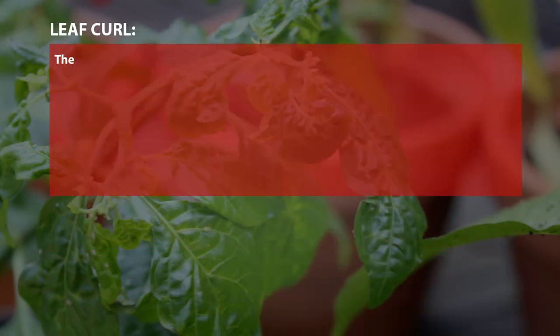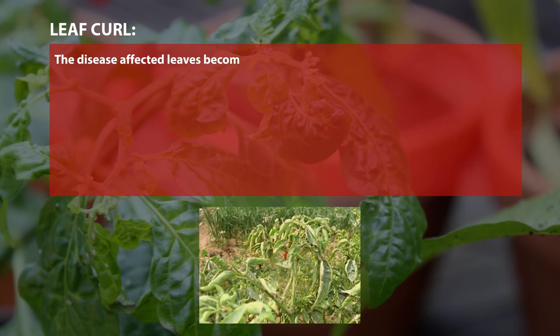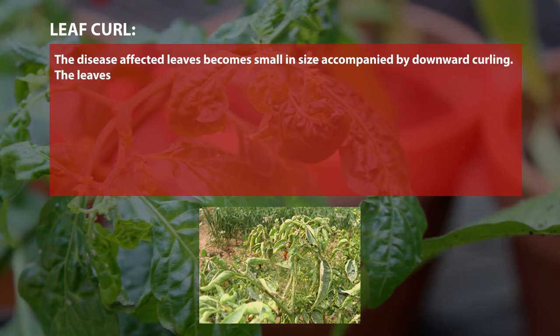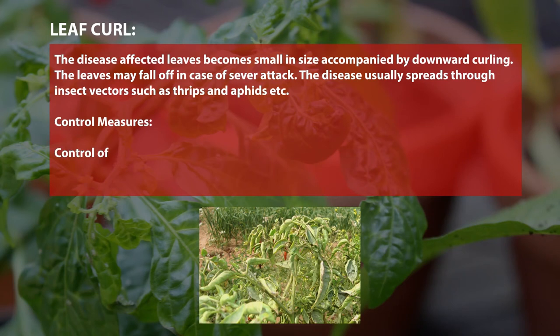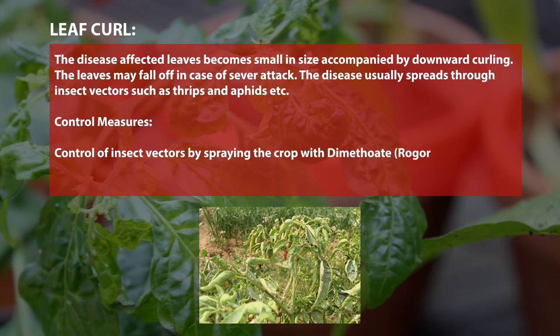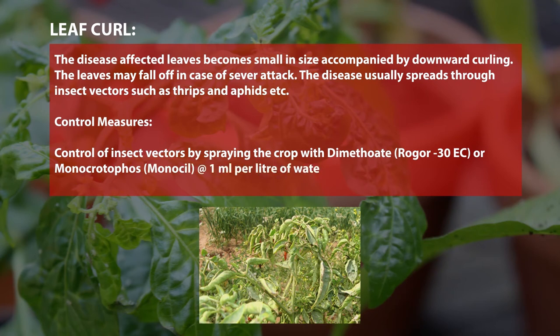Leaf curl. The disease-affected leaves become small in size, accompanied by downward curling. The leaves may fall off in case of severe attack. The disease usually spreads through insect vectors such as thrips and aphids. Control measures. Control of the insect vector by spraying the crop with dimethoate, Rogor 30 EC or monocrotophos. Monosil at the rate of 1 ml per liter of water indirectly helps to check the spread of the disease.